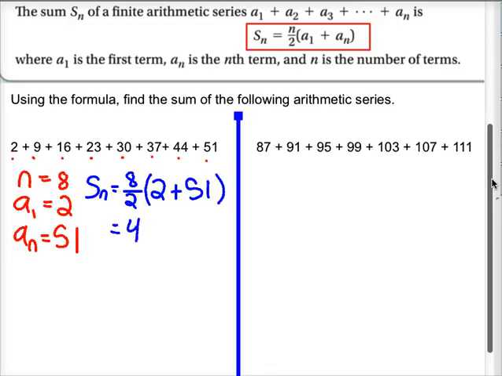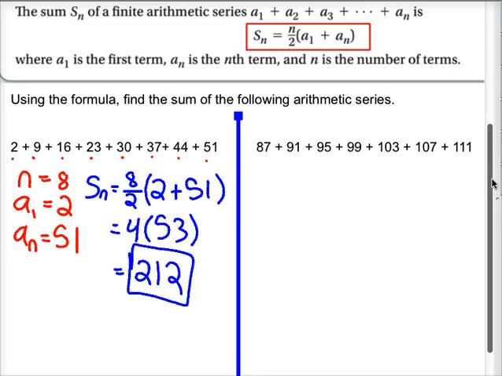So that gives us 8 divided by 2 is 4. 2 plus 51 is 53. Then, of course, we can just use a calculator really quickly to do 4 times 53. And that's going to give us a sum of 212. And that's going to be our answer. So again, when you're given everything, it's not that difficult to use. It's not that hard of an equation to plug stuff into. It's just making sure that you have the right pieces.